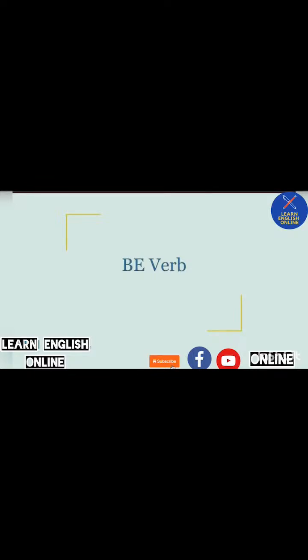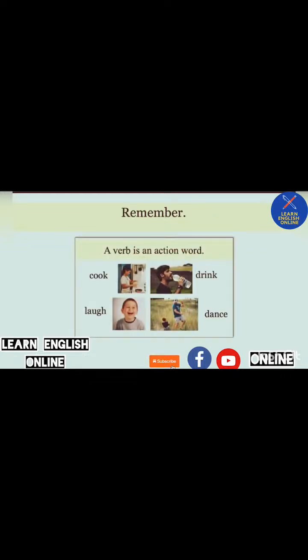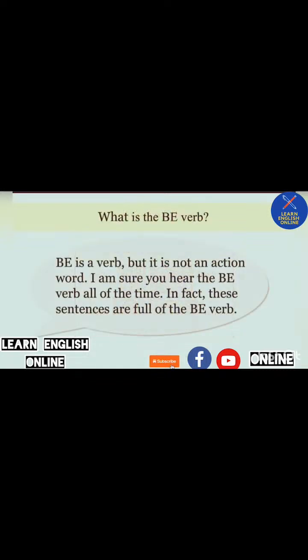In this lesson, you will learn about the be verb. What is the be verb? Well, be is a verb to start with. Remember, a verb is an action word like cook, laugh, drink, and dance. Be is a verb, but it is not an action word.